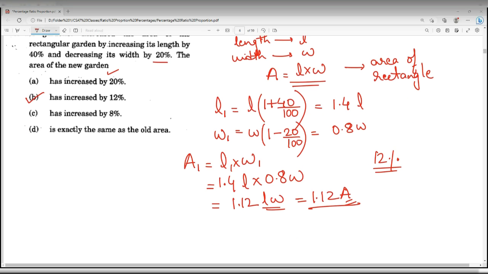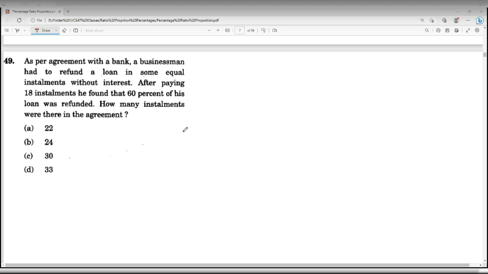If you have any doubts, please ask, or else we'll move to the next question. Okay, I hope there is no doubt here. So we'll move to the next question. Take 3 minutes to solve this question.